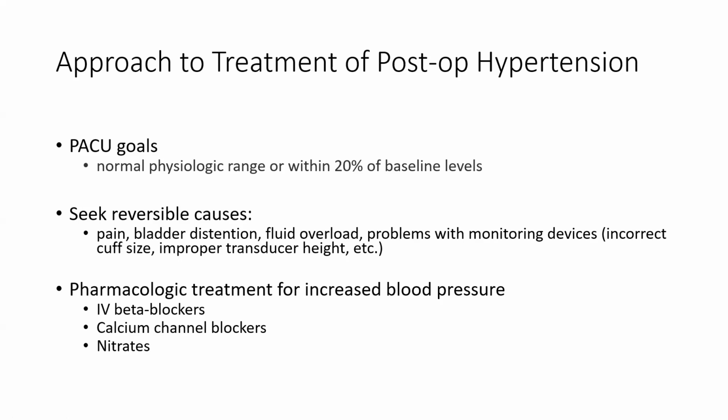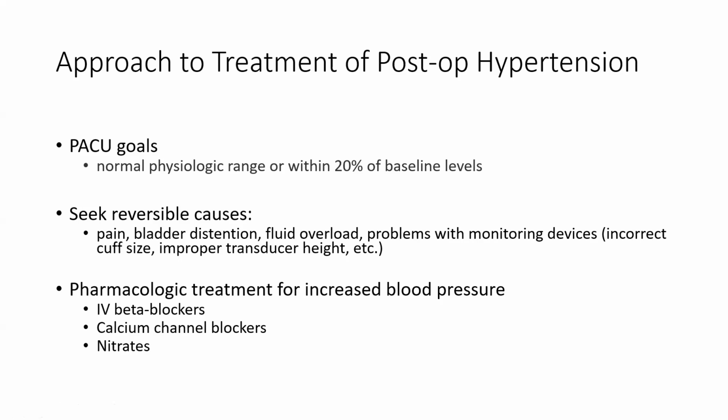And so prior to jumping into giving people IV or PO antihypertensives, you also want to search for reversible causes of hypertension. So are they in pain? Is their bladder distended? Do they need an ISC? Are they fluid overloaded? Do we need to give them a diuretic? Is the monitor itself working appropriately or as expected? Should we move the cuff to a different place?